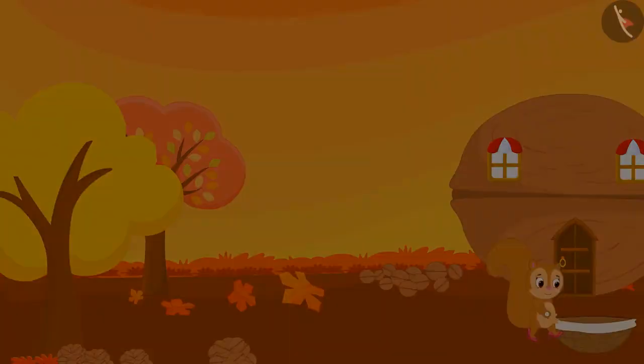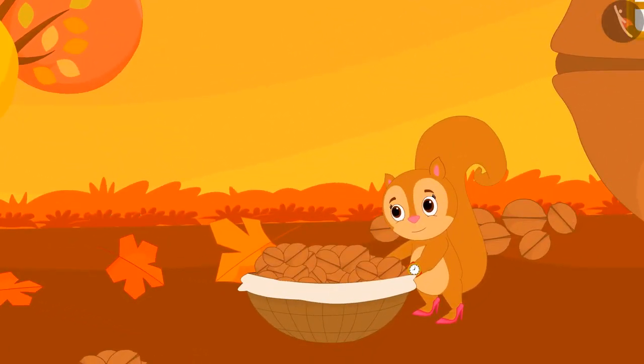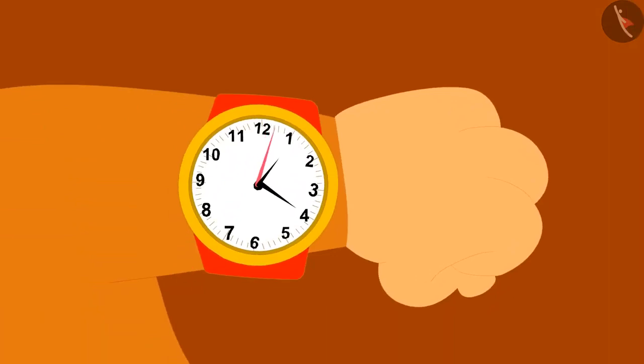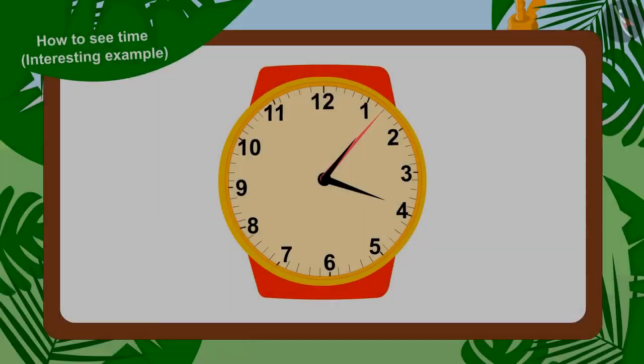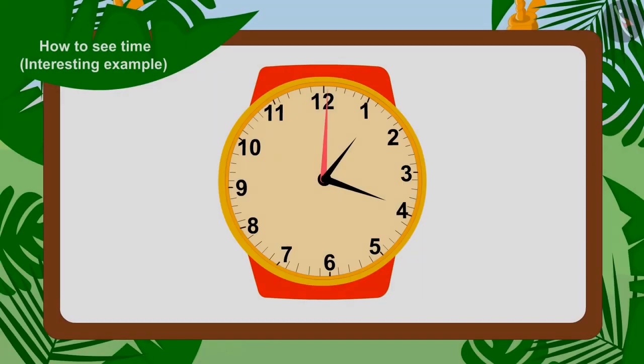Chanda found a basket there and started collecting walnuts in it. Now Chanda saw the time in her watch. The needles were like this. Children, can you tell what time it is now in Chanda's watch? If you want, you can stop the video and find the answer. Well done, children. You have found the right answer.